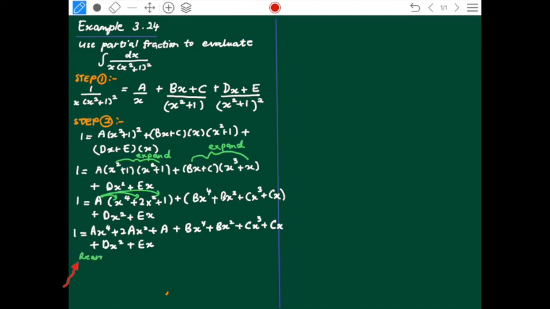Next step is you need to rearrange the coefficients on the right side. In this case, it means that you need to group all the coefficients that share the same power of x. For example, a x to the power of 4 and b x to the power of 4, you can group them together by factorizing the x to the power of 4, and this also happens to the other terms as well.